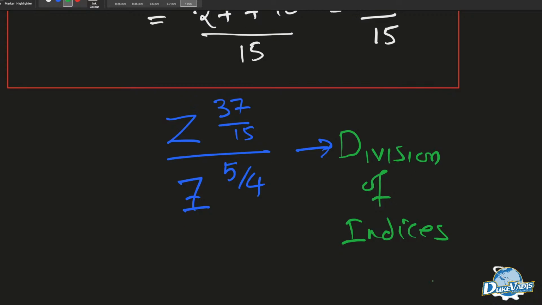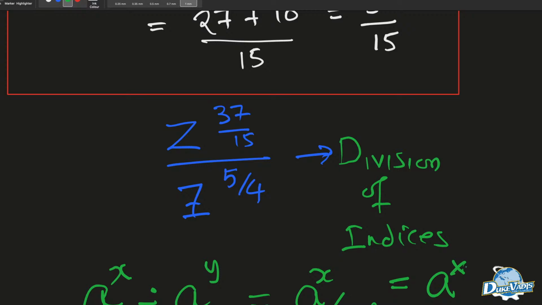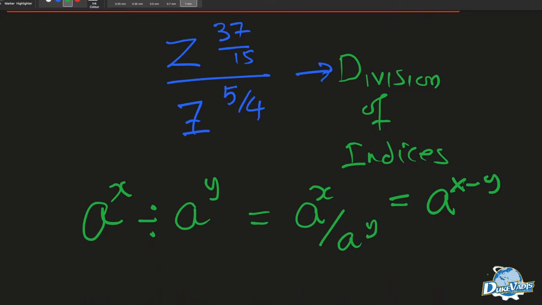And what does it say? Division of indices. It says if I have a raised to the power x dividing a raised to the power y, which can also be written as a raised to the power x dividing a raised to the power y, then it can be written as a raised to the power x minus y. You see? So that is how it is. Anytime we have division of indices, all we do is apply what I've written here.